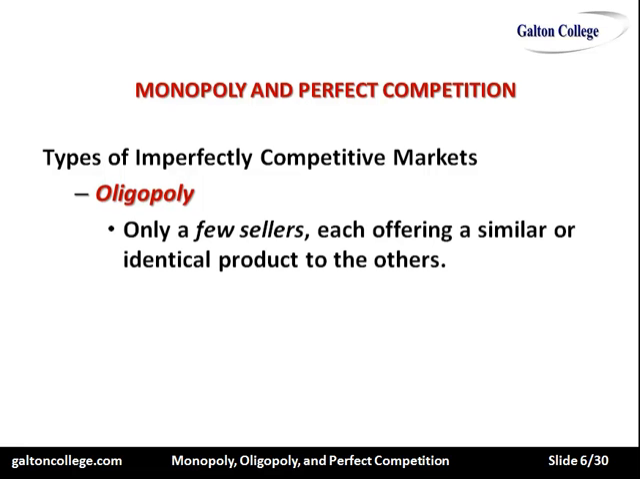So oligopoly is only a few sellers, each offering a similar or even an identical product to the others. It might be slightly differentiated. It could actually be exactly the same. But because there are so few of them, they are acutely aware of each other's existence and they try to compete, knowing that they're there. So it's acute competition, but it's strategic. They are watching each other to try and gain an advantage.